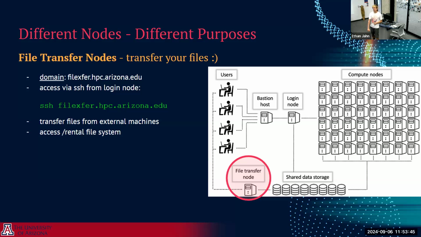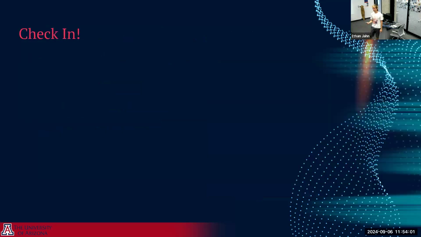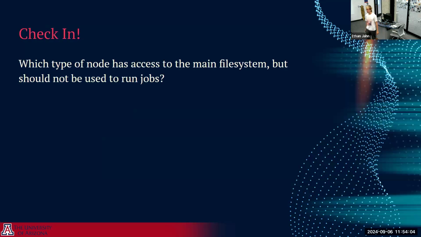There's another file system called Rental that's not on this image. We'll talk about that next week, but it's not connected to the main HPC system. It's only connected through the file transfer node. So if I wanted to move some data from my rental storage onto the main HPC storage, it would need to go through the file transfer node. Okay, so those are all of the different types of nodes that we have.